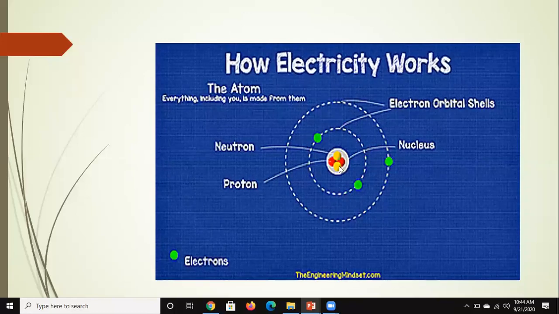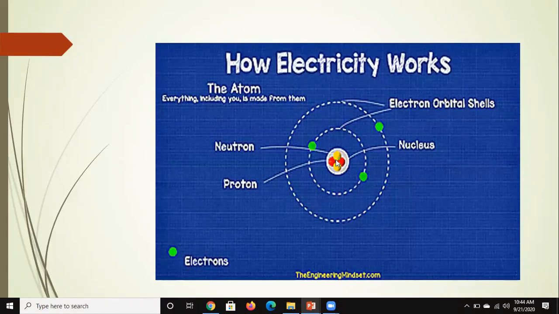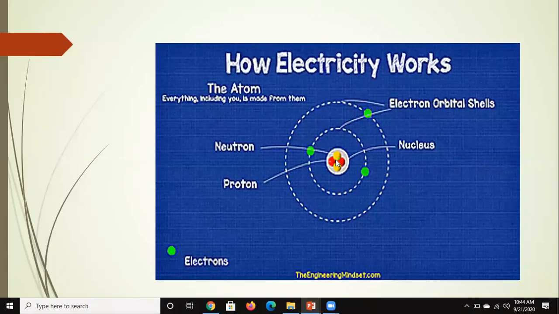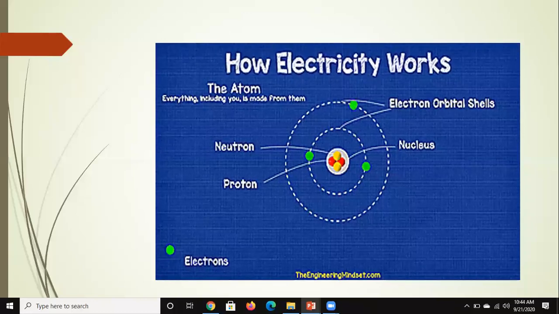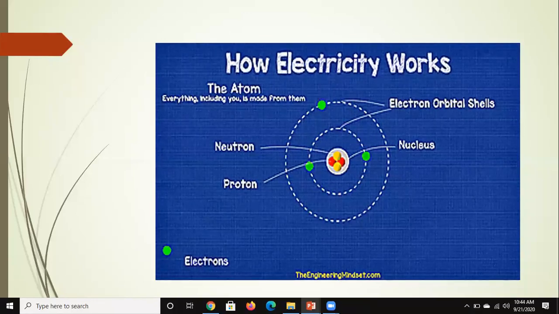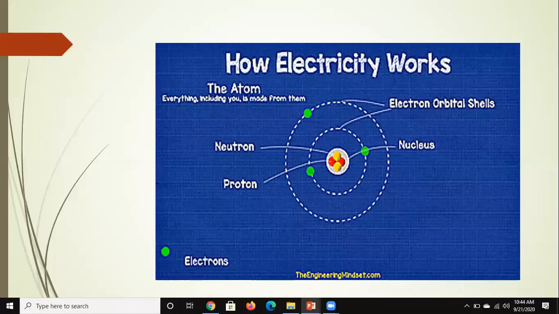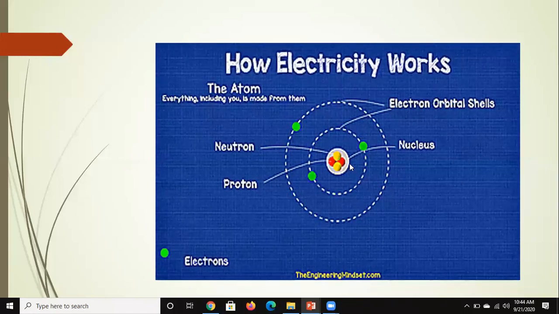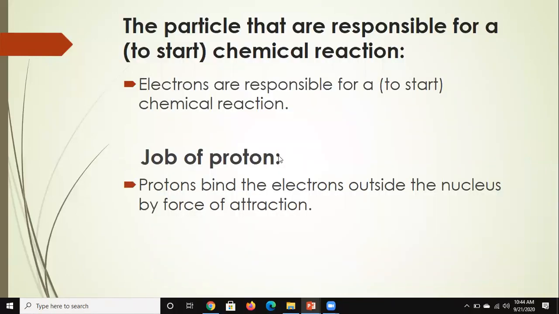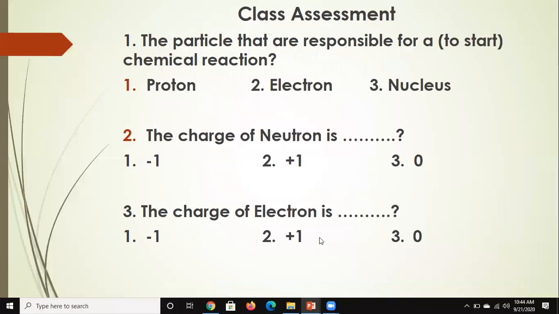Proton and electron bind together due to attraction. Positive charges and negative charges are both attracted towards each other. We can say opposite charges attract each other, right? So this is what we are saying: the job of the proton is to bind the electrons outside the nucleus by force of attraction. Okay, now we have a class assessment.